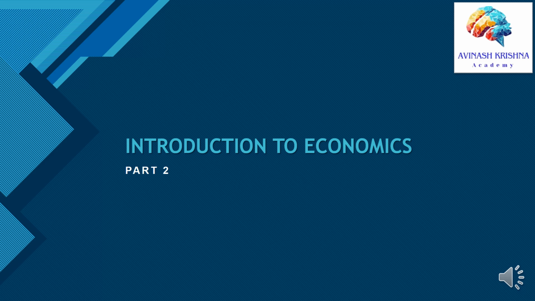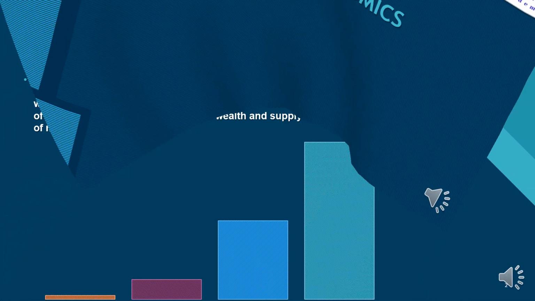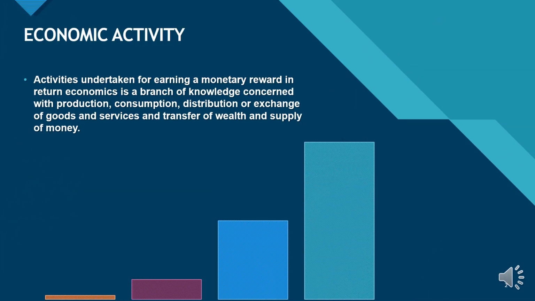So we are going to continue with the Introduction to Economics Part 2, and there are various concepts that we cover in this particular video. In the previous video, you learned about what is economic activity, and activities which are undertaken for earning a monetary reward in return. Economics is a branch of knowledge concerned with production, consumption, distribution, and each and every keyword meaning that we have learned in the previous video.